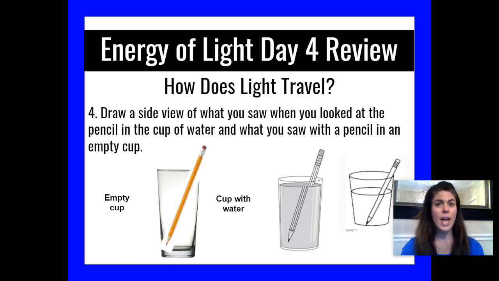After you looked at your 2 sets of cups, the pencil in the empty cup and the pencil in the water cup, you were supposed to draw a view of what you saw when you looked at the pencil in the cup of water and what you saw with the pencil in the empty cup. Here's an example of what you may have drawn. The first picture of the pencil in the empty cup, the pencil should not have looked any different. In the second picture of your pencil in a cup with water, here are 2 examples of what your picture may have looked like.